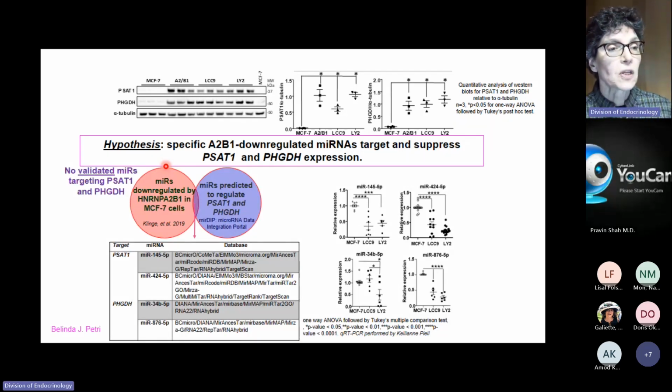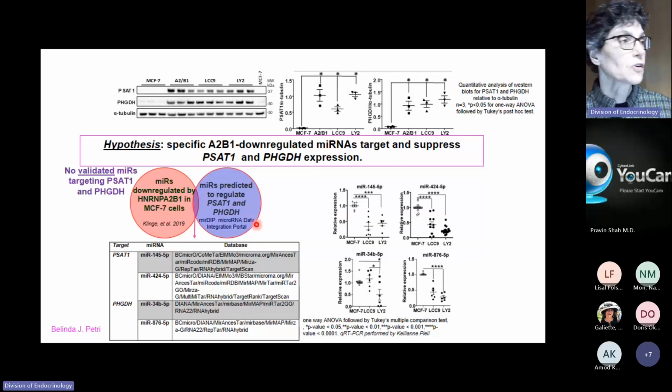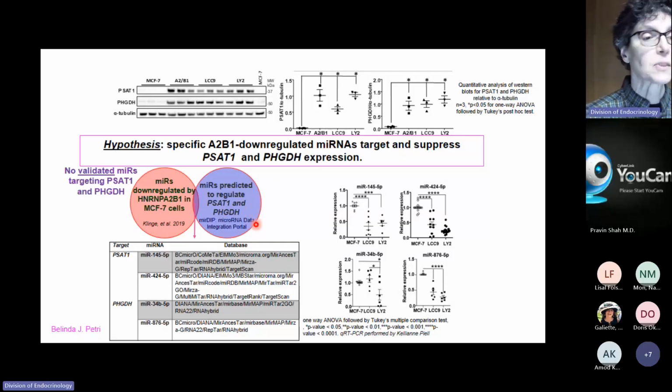So Belinda Petrie looked at the microRNAs that were downregulated by A2B1 in our A2B1 MCF7 cells and microRNAs that were predicted to regulate PSAT1 and PHGDH by interaction with the 3' UTR of these transcripts. And she used different databases to examine this potential interaction. And this is because there were no validated microRNAs targeting PSAT1 or PHGDH.